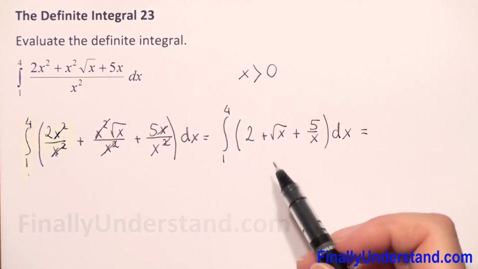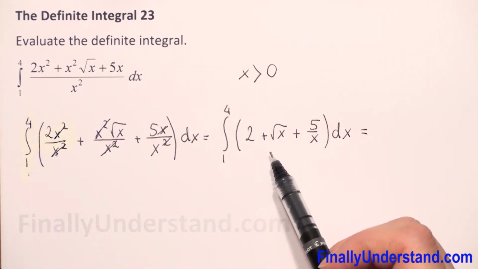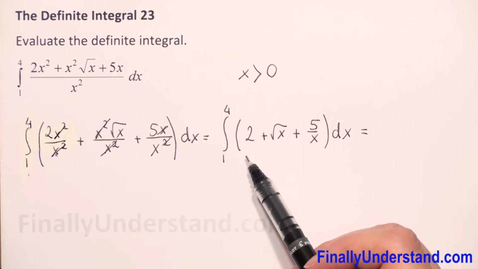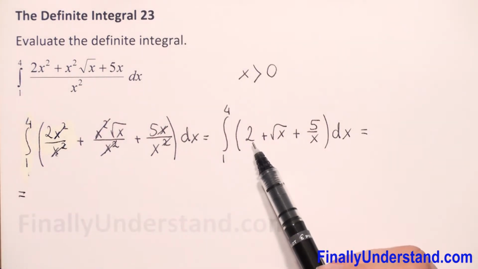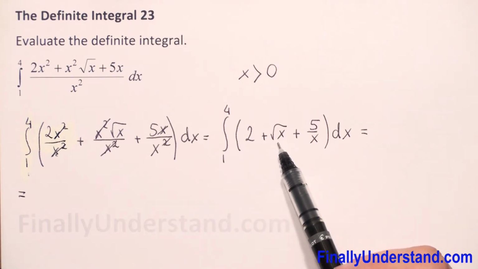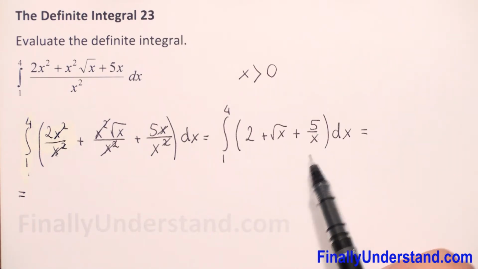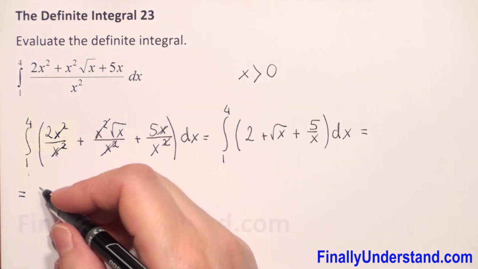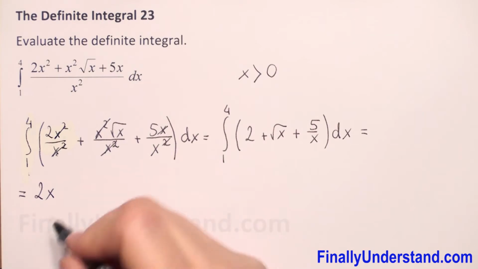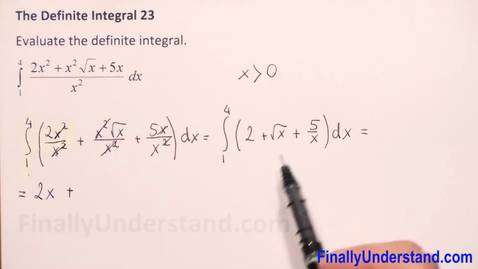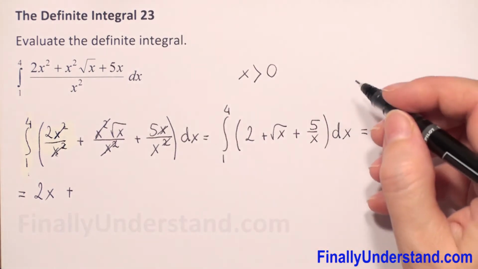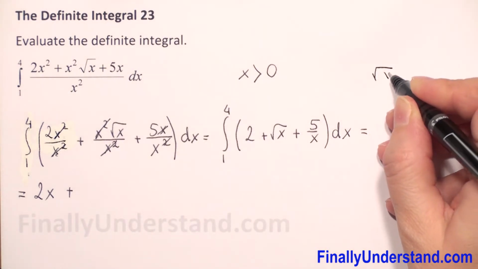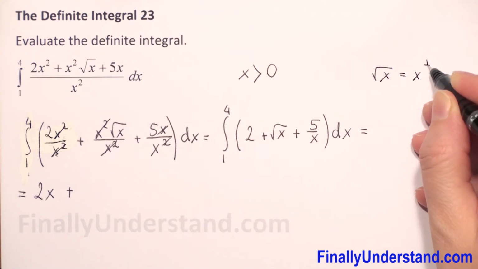When we have an integral of a sum, we can rewrite this as a sum of integrals. It means we have to find the integral of 2, the integral of square root of x, and the integral of 5 over x with respect to x. Integral of 2 is 2x. Next, we have to change the square root to a power. Let me rewrite this here. We have square root of x, this is equal to x to power 1/2.